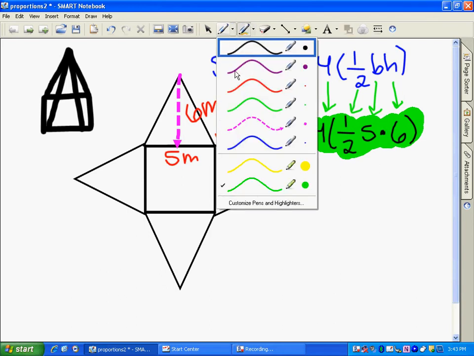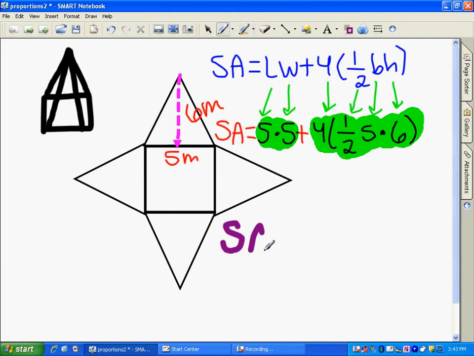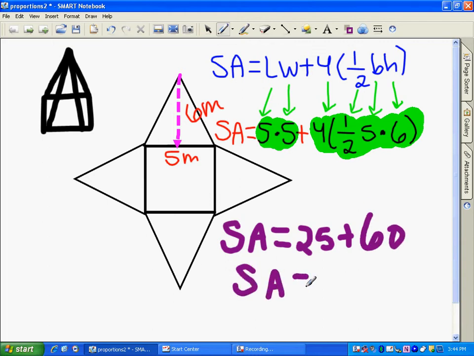So let's see, because you know I'm a color person, so let's change colors. So surface area is, I've got 5 times 5, which is 25, plus 5 times 6 is 30, and half of that is 15. So everything in this parentheses right here is equal to 15. Then I'm going to multiply that by 4, which is 60. I add them together, and I get 85, and it's square meters, because our unit is squared since we're talking about area. So this is 85 square meters, which is the same thing that we found before, finding the area of each of the individual faces. Okay.